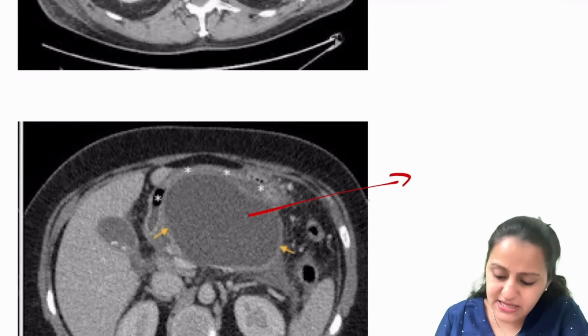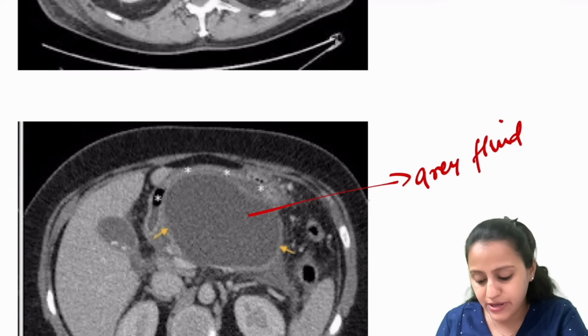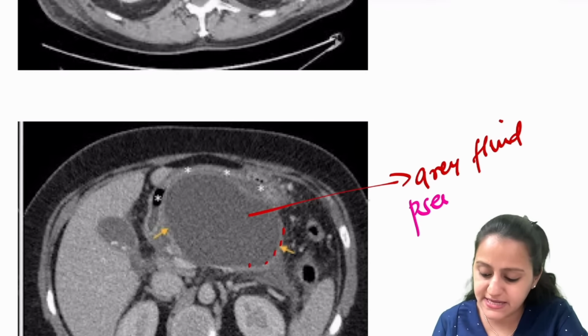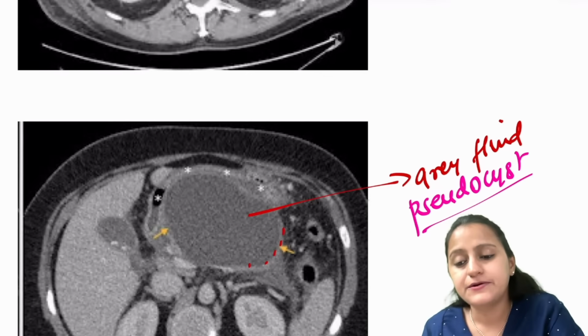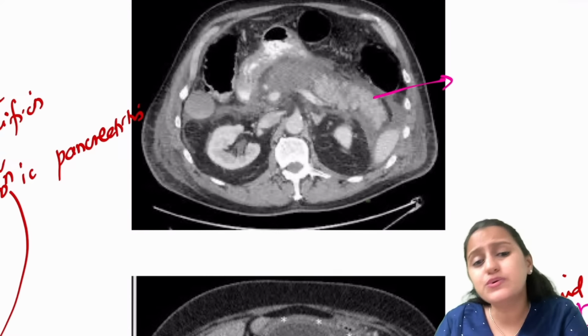Versus what are you seeing here? Gray is the fluid and the surrounding wall is seen here. In a patient of pancreatitis, this represents pseudocyst, has been asked twice in the exam. Okay, that is pseudocyst. So what do you see in acute pancreatitis?